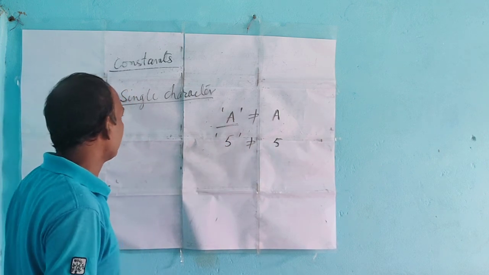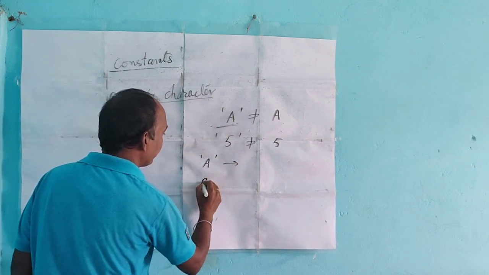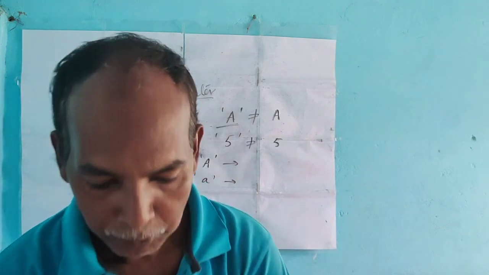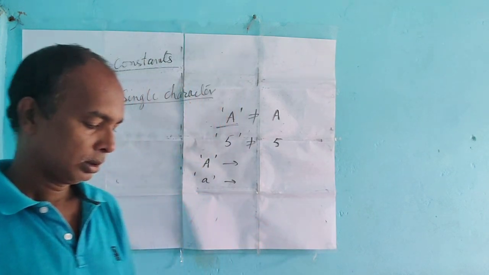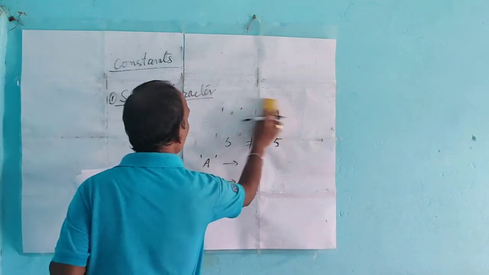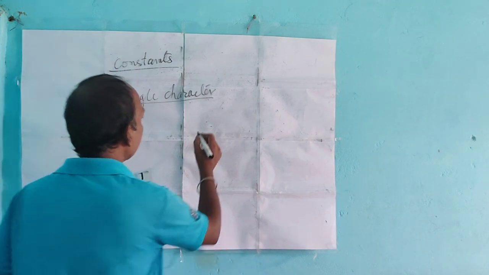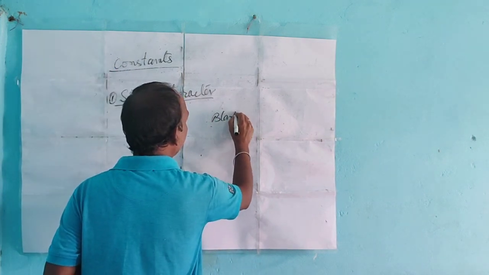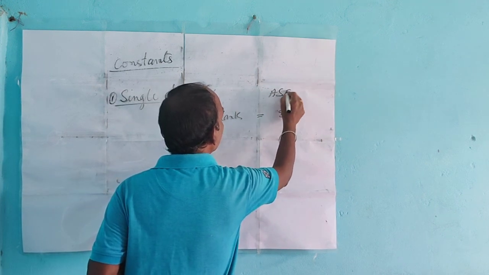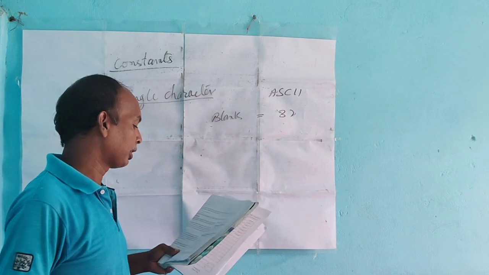Here under ASCII code, the value of capital A is different, and the value of small a is also different. You see here, there is some ASCII value so that it represents the single character constants. You see the blank. If you use any blank, then the ASCII value is 32. ASCII stands for American Standard Code for Information Interchange.